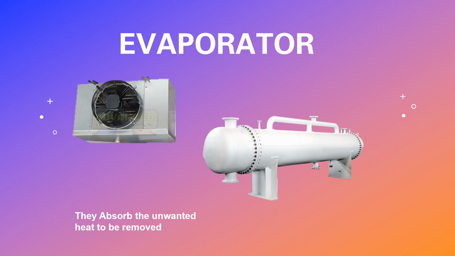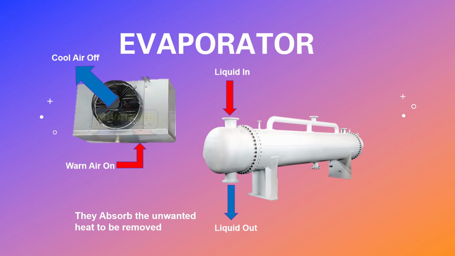And let's look at evaporators. We have the air-cooled evaporator and a water-cooled evaporator, where the warm air goes onto the back of the coils and then the warm liquid goes into there, and the cool air hopefully comes off and the cool liquid comes out. This is where the unwanted heat has been absorbed.